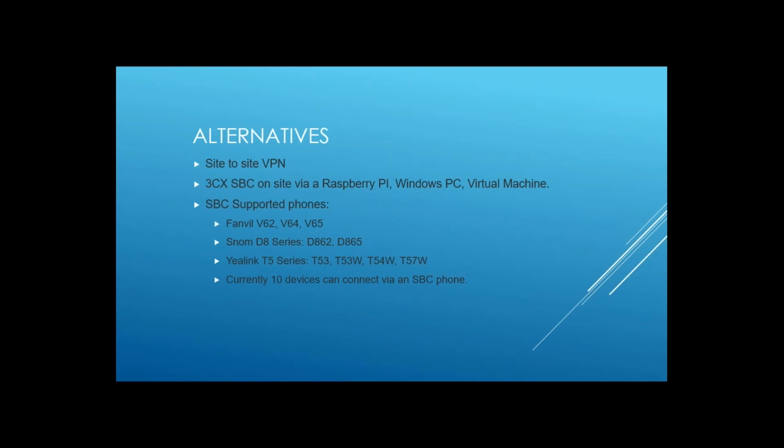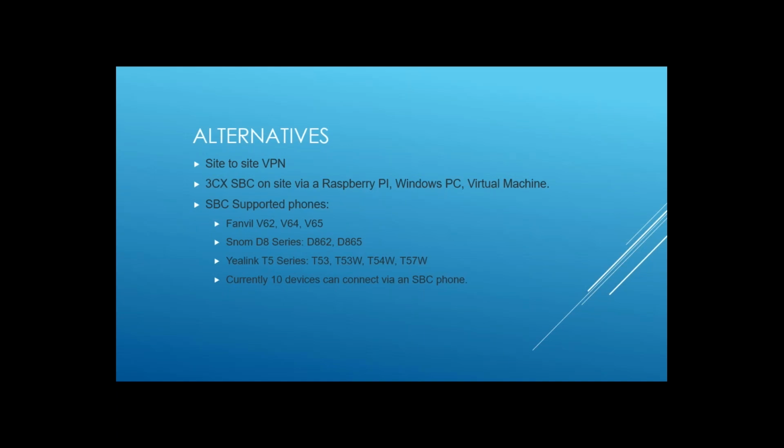From Snom, you have the D8 series, the D862 and the D865. From Yealink, their whole T5 range, excluding the T58 for the moment: you've got the T53, T53W, T54, and T57W. These are really great options because they allow you to have 10 devices run through them.